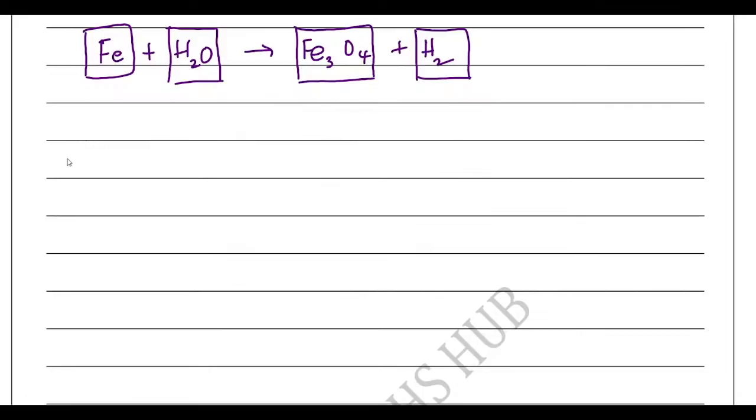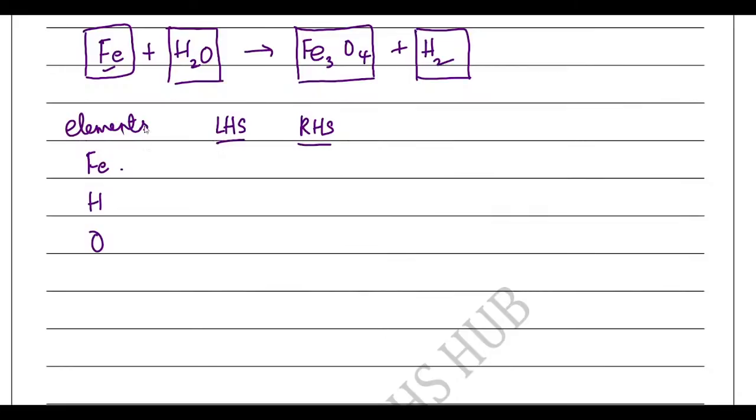Now list down the elements. In the chemical equation, list down the elements. What we have? We have iron, we have hydrogen, and we have oxygen. Do we have any other element other than iron, hydrogen, oxygen? No. And list down the number of atoms on LHS and RHS. Now how to balance the chemical equation? First, put the boxes around the formula, then list down the elements and list down the number of atoms on the LHS and RHS.